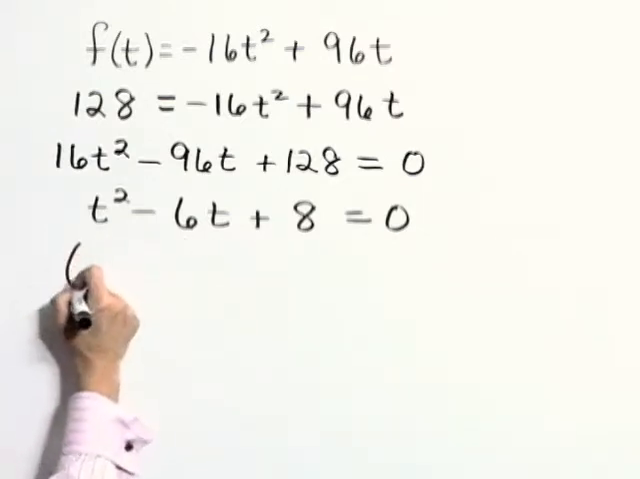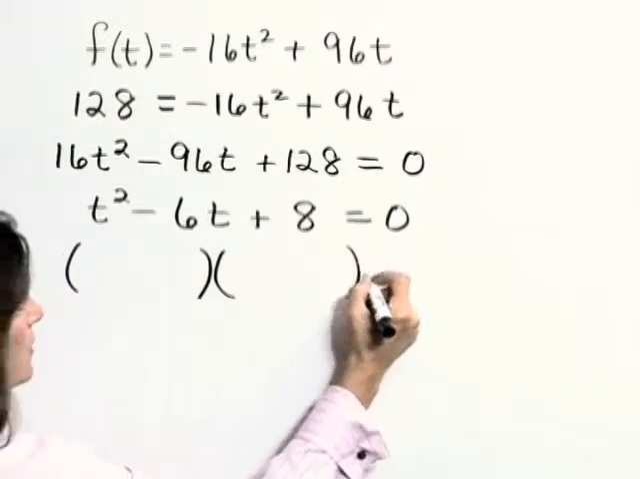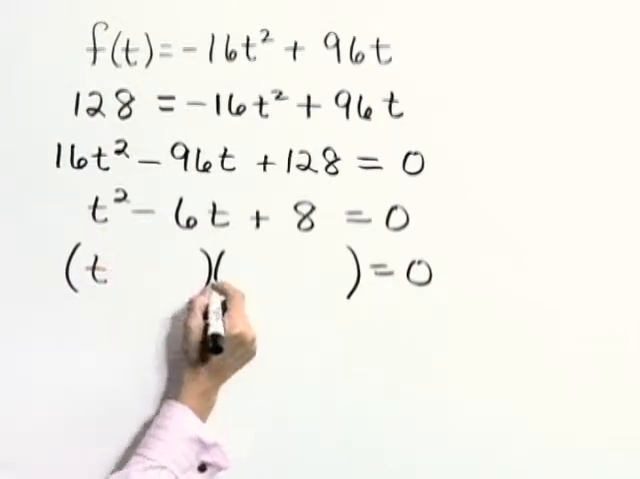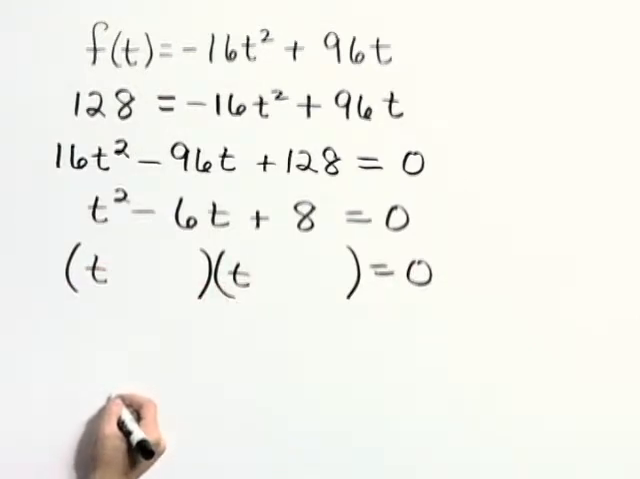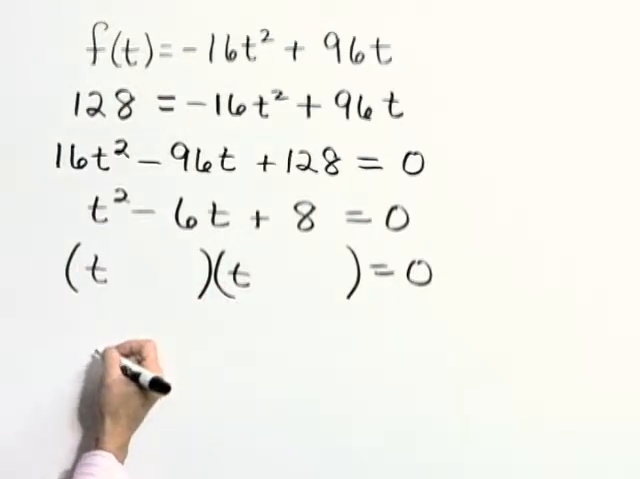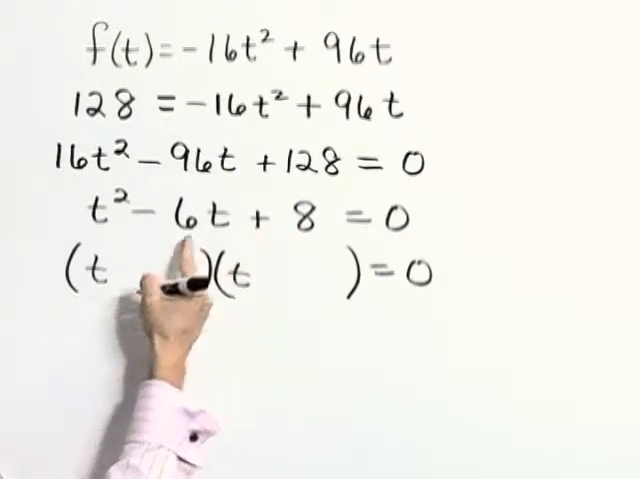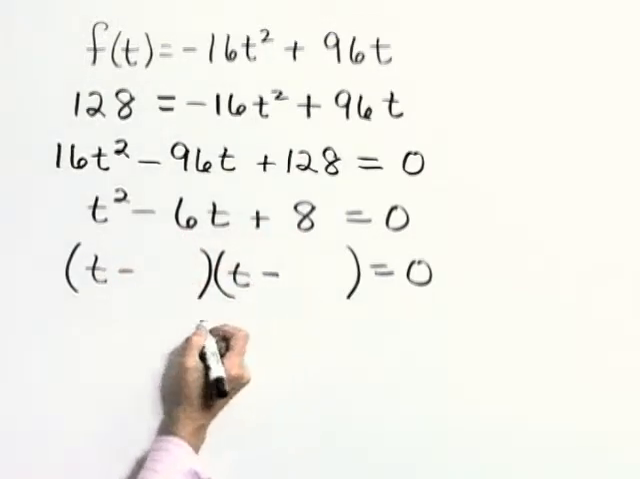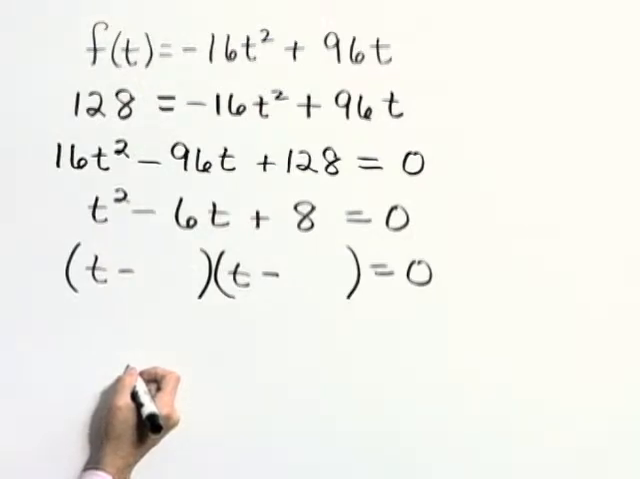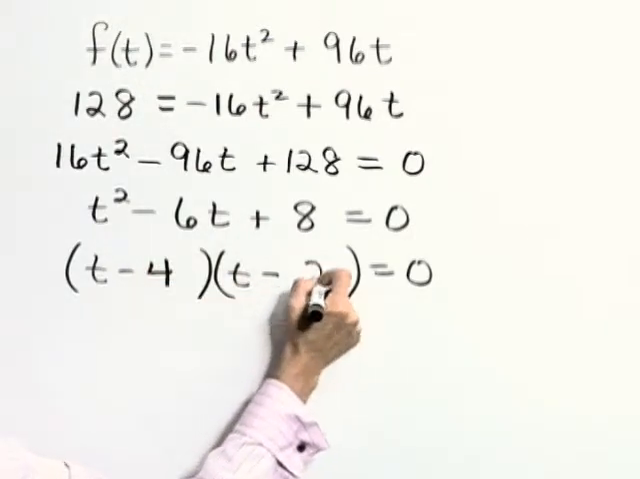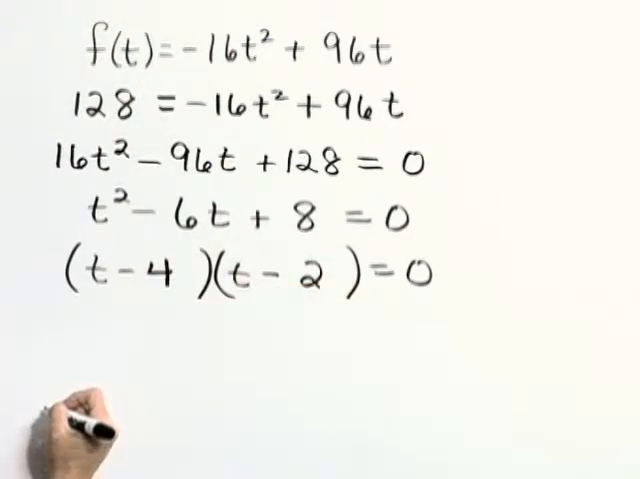Now let's factor it. If it factors, it will factor as the product of two binomials. Leading terms must be t and t to give t squared. Factors of a positive 8 that sum to a negative 6, they have to both be negative. They are a minus 4 and a minus 2.